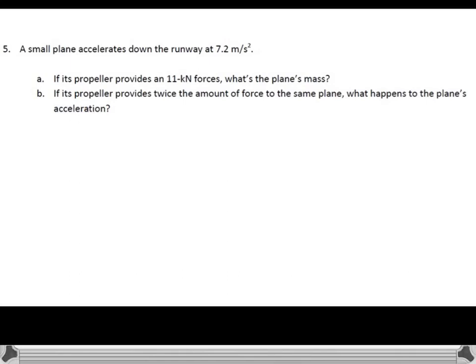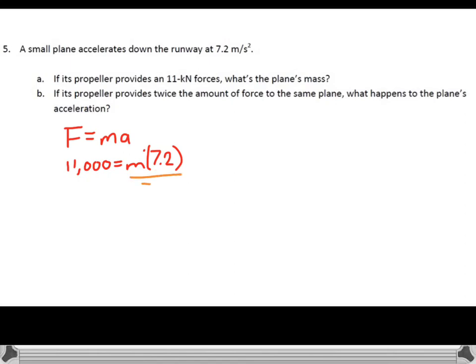So let's go ahead and write down Newton's second law, which says that force equals mass times acceleration. And of course, our force is 11 kilonewtons, which is equal to 11,000 newtons, so let's write 11,000 equals our mass, which we don't know and are trying to find, times the acceleration, which is 7.2 meters per second squared. And then I solve for mass by dividing both sides by 7.2.